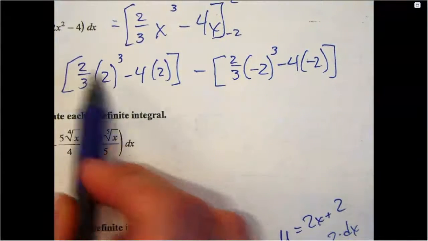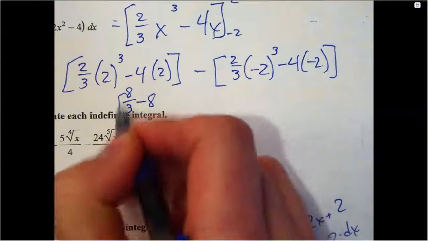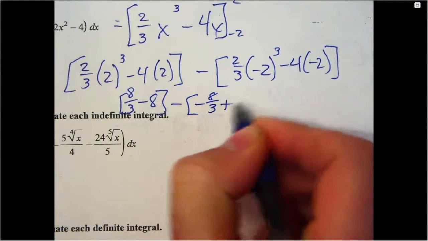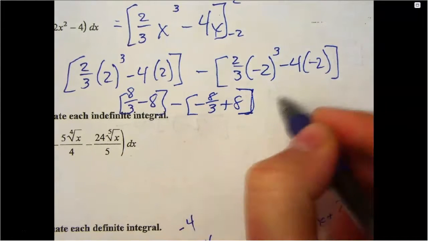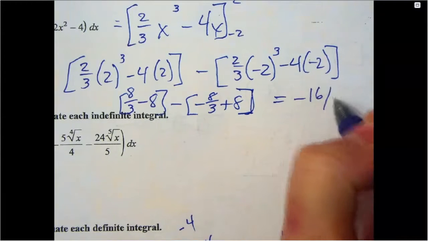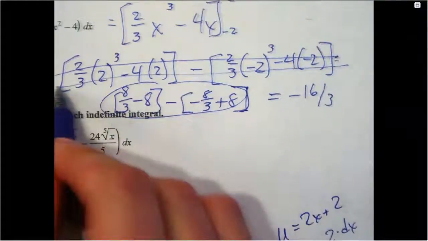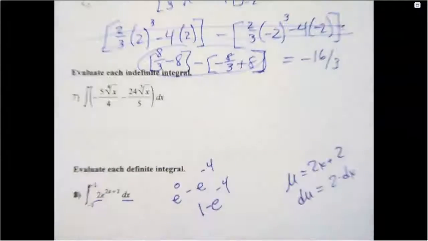And so this is 8/3 minus 8 minus negative 8/3 plus 8. And that's totally fine to leave it there. If you kept going, that's negative 6 things, but you can stop here. You can't stop here, you just have those powers in there. But if you just worked out the powers, you'd be okay.